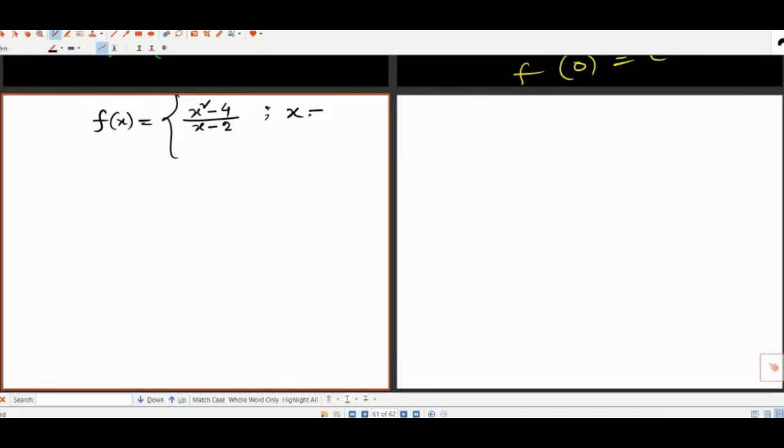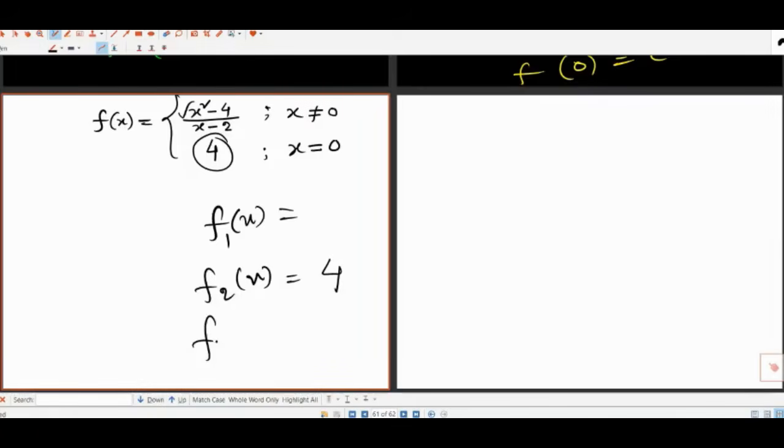This is for x not equals 0. And we have, let's say, 4, which is for x equals 0. So you can see that the constant function is 4. If we define the first piece as f1 and the second piece as f2, then f2 is 4. So if we input 100 into f2, what will be the value? It will be 4, because it's a constant function, right?